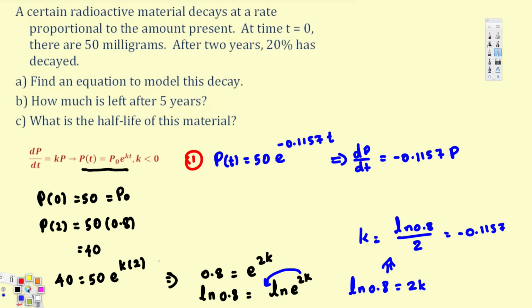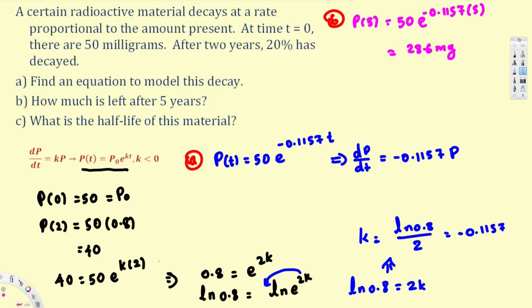Now let's look at the second question. This is part a, and this is part b: how much is left after 5 years? We can use this equation to figure that out. P of 5, that's what we are trying to find, is equal to 50 e to the power negative 0.1157 times 5, and if you calculate this you will get approximately 28.6 milligrams. That's the answer for the second question.